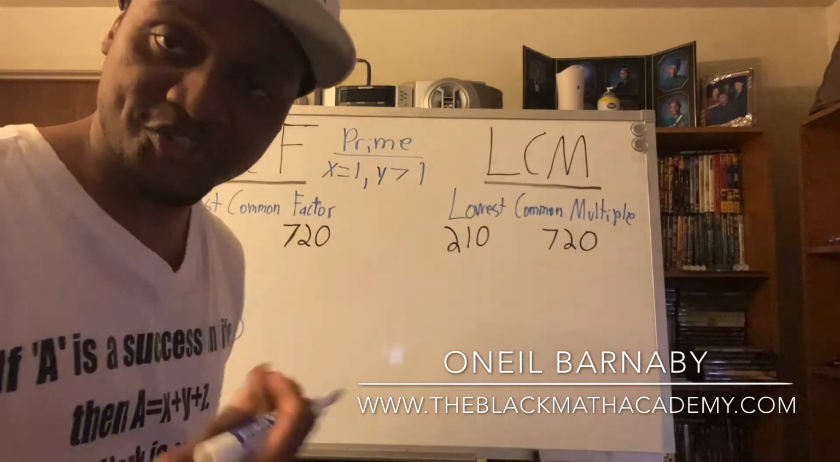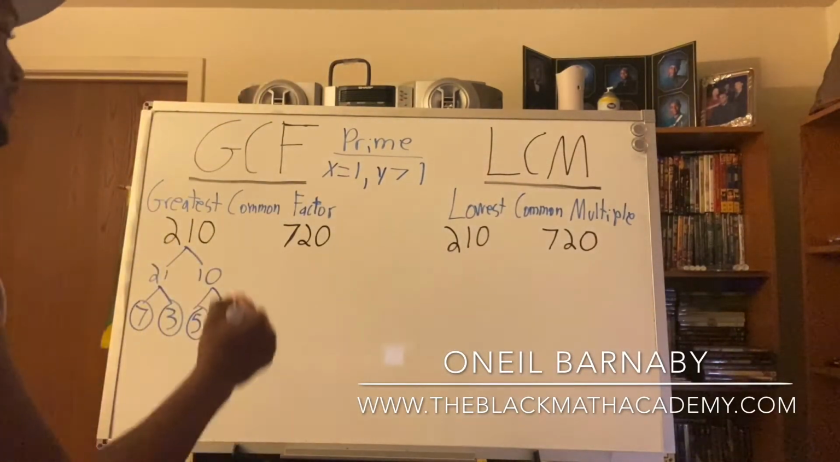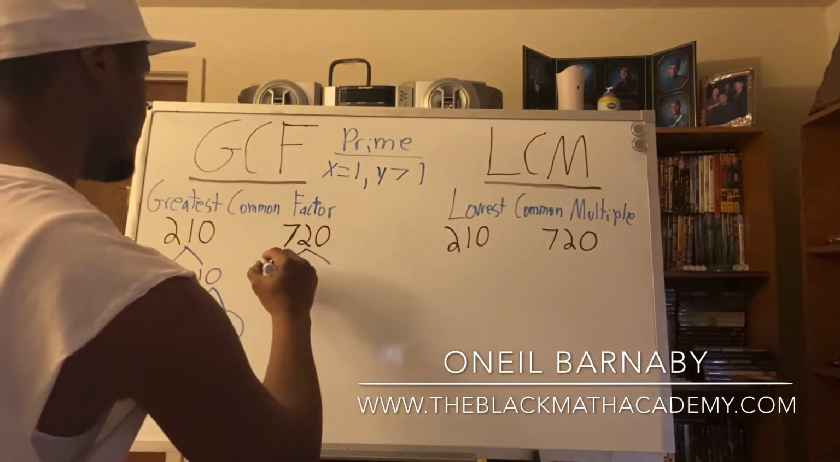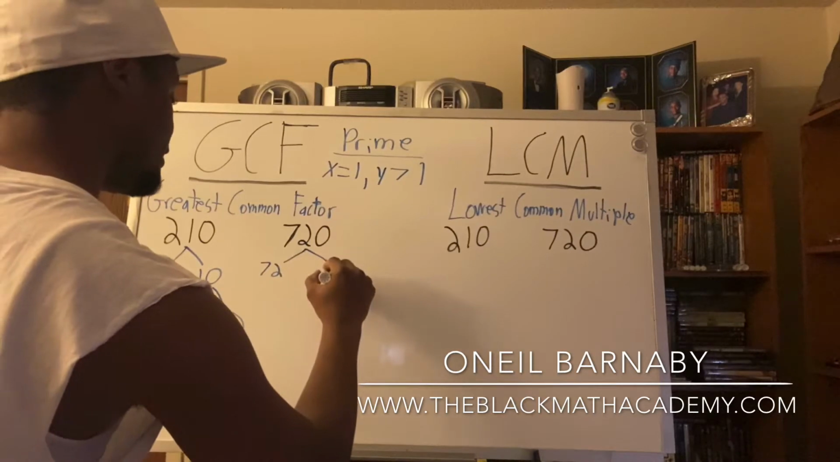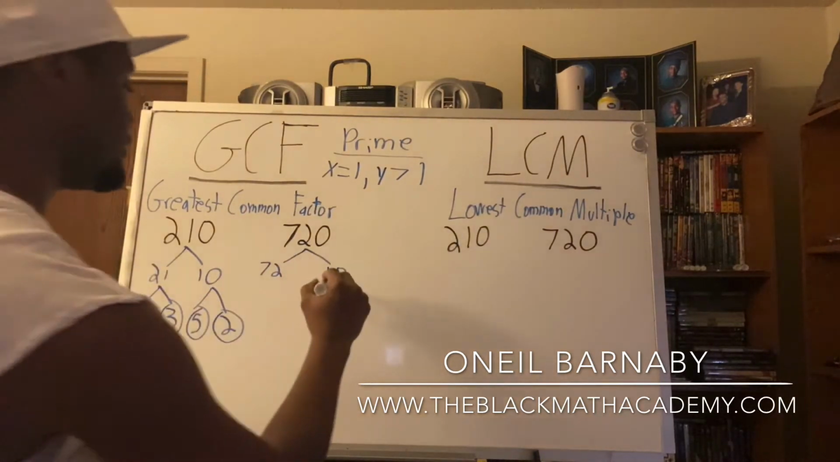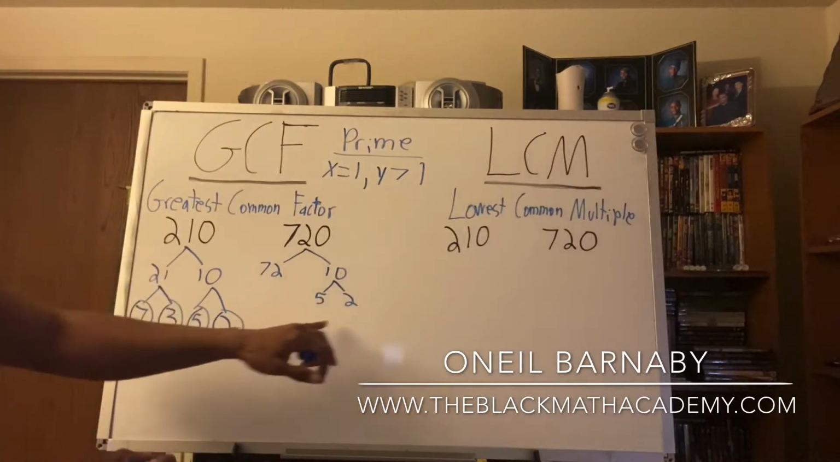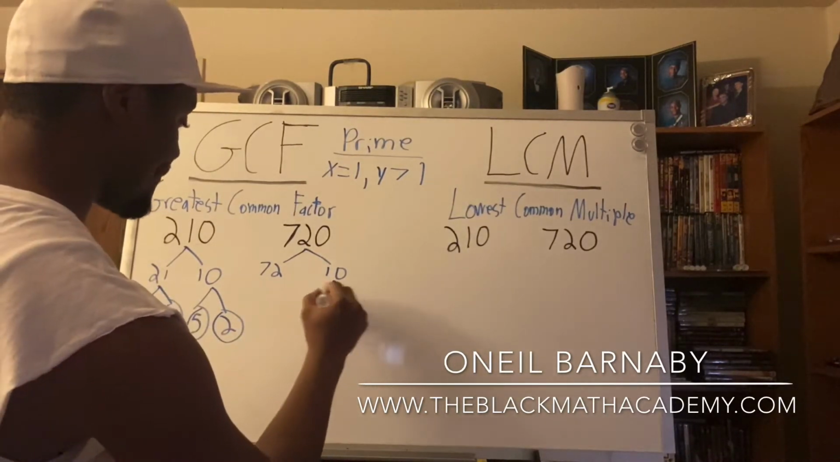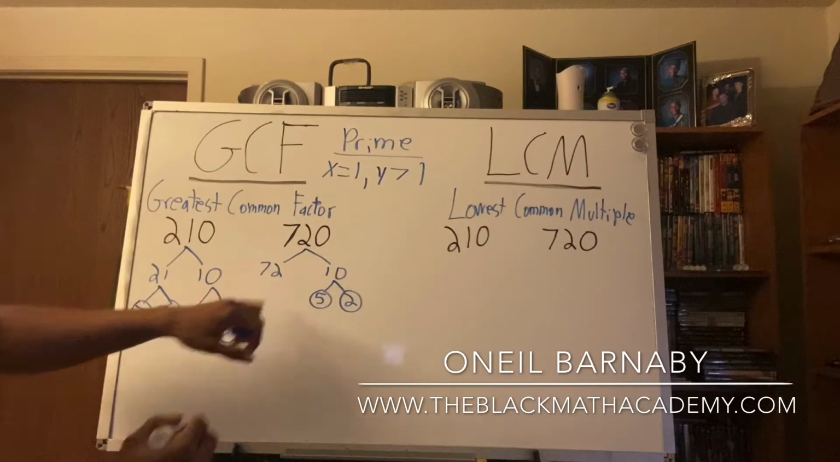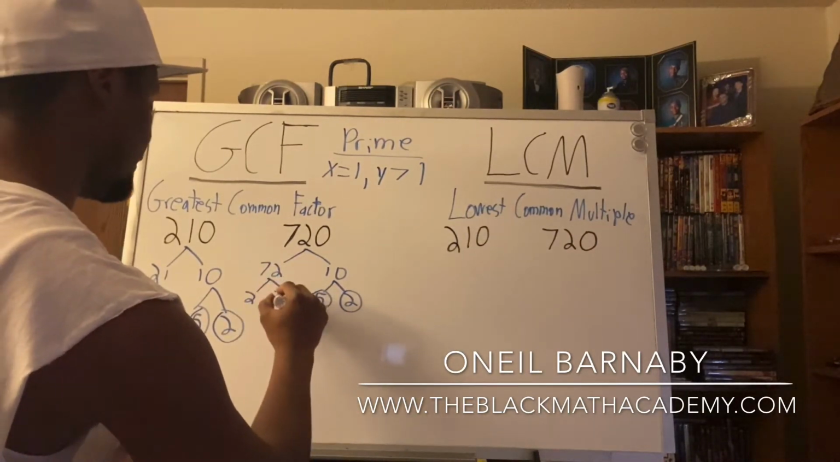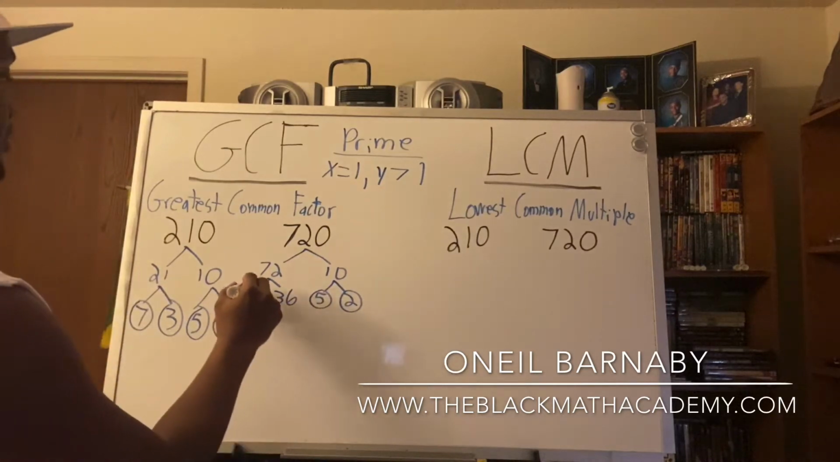All right, now we're going to do the same thing to 720. 720 gets split into 72 and 10. 10 gets split into 5 and 2. And 5 and 2 are prime, so we would stop there. 72 gets split into 2 and 36. 2 is prime, we would stop there.